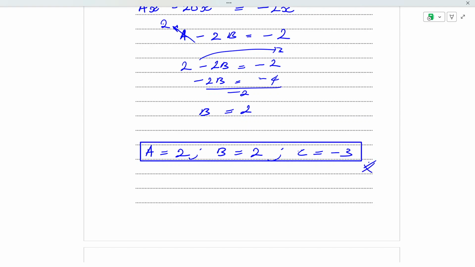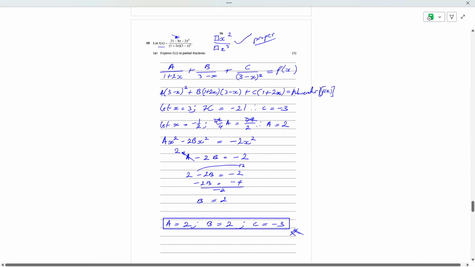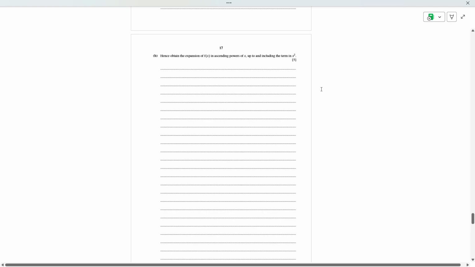Okay, there you go. All right. You can take a screenshot if you want. That should be pretty straightforward and clear.